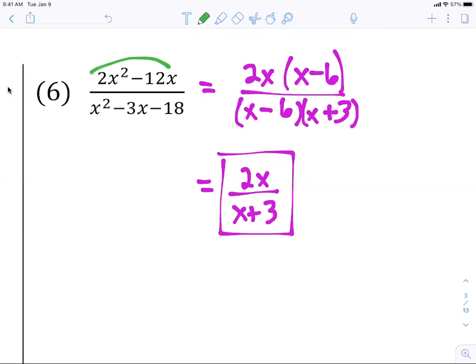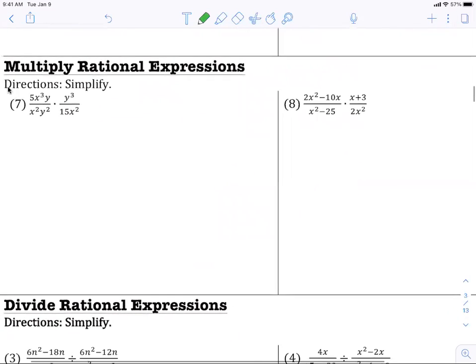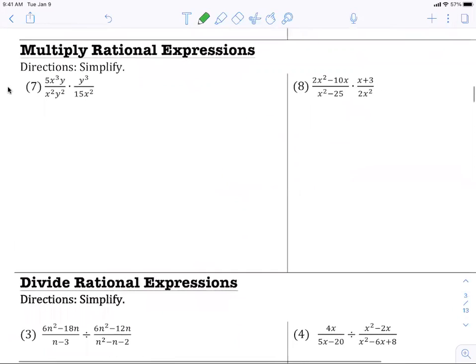On the top, remember, if you can factor out a GCF first and be done with it, then yeah. The top, if you factored out a 2x, that was your GCF, you would have been left with an x minus 6. And coincidentally, that's one of the factors for the bottom polynomial. So because you have an x minus 6 and an x minus 6, those are going to end up canceling. And you're just left with a 2x on top and an x plus 3 on the bottom. So when it comes to simplifying those, when we multiply, it's kind of the same concept actually.